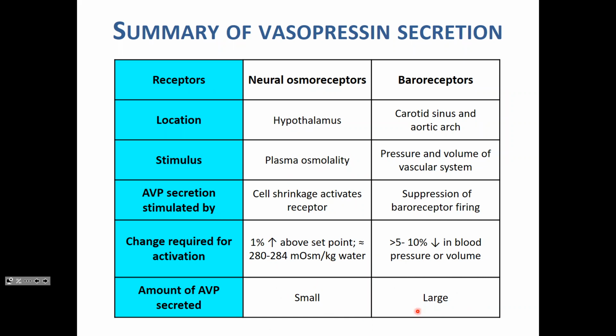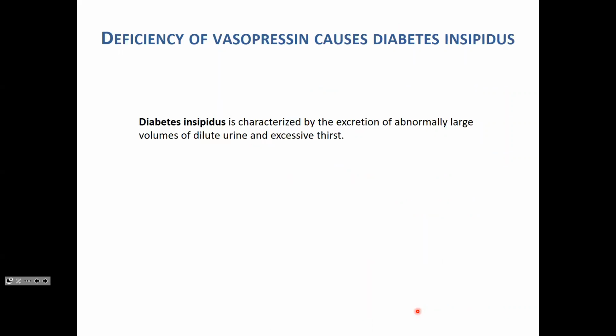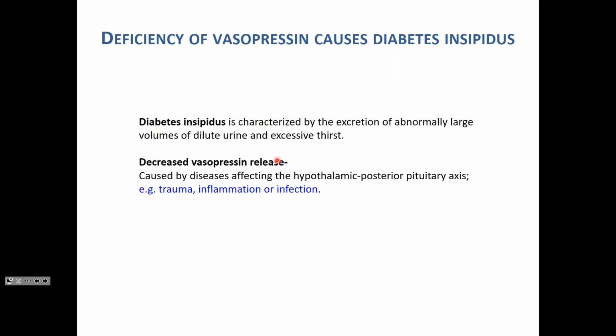All right. So there are some diseases involved with the vasopressin system. This is called diabetes insipidus, and it is characterized by the secretion of a large volume of dilute urine and excessive thirst. There are several causes. One can be a decreased vasopressin release. This is usually caused by diseases in the hypothalamic posterior pituitary axis. Sometimes it's caused by trauma, inflammation, or infection.